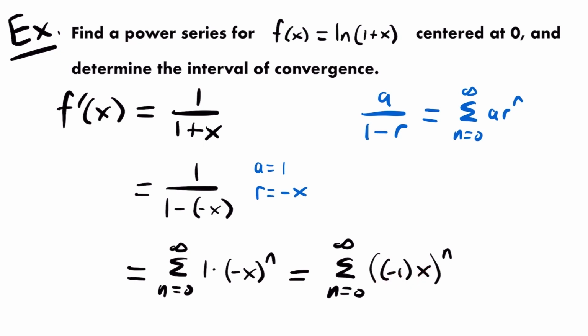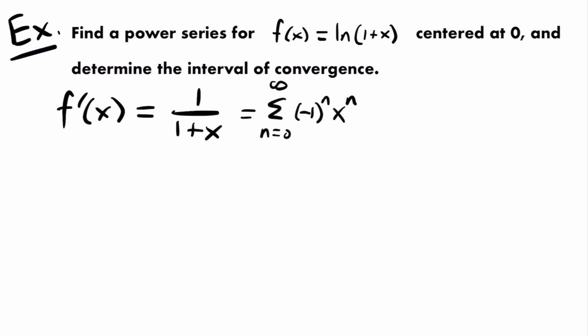So now we can take each part to the power of n, and what we will have is the sum from n equals 0 to infinity of negative 1 to the power of n times x to the power of n. This right here is the power series that represents the derivative of our original function. If I clean up my work, we have now found that the derivative of our function is equal to 1 divided by 1 plus x, which can be represented as a power series where we have the sum from n equals 0 to infinity of negative 1 to the power of n times x to the power of n. This power series represents the derivative of our function, but we want to find a power series that represents the original function.